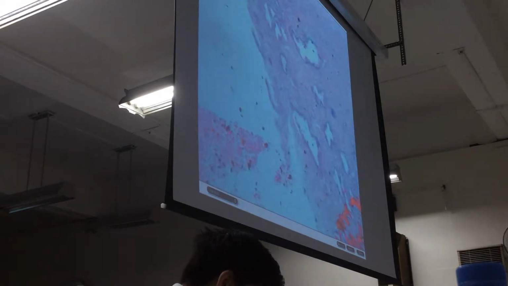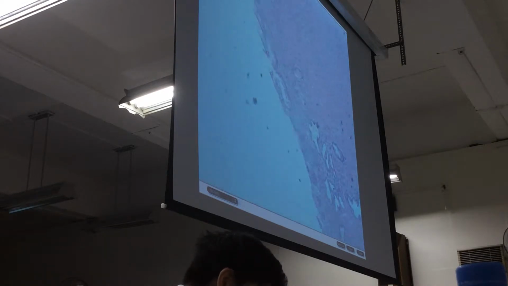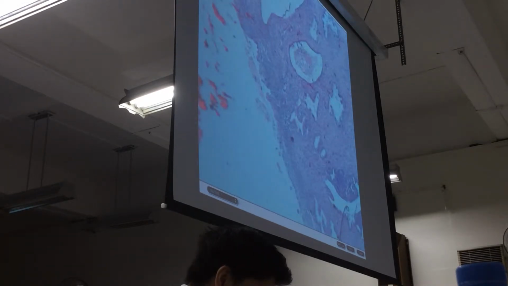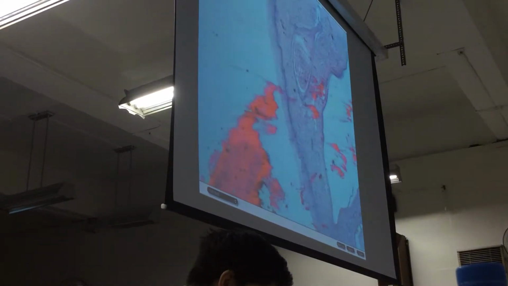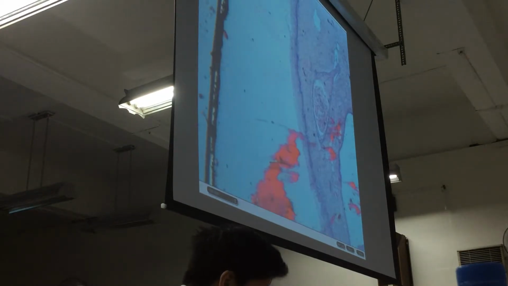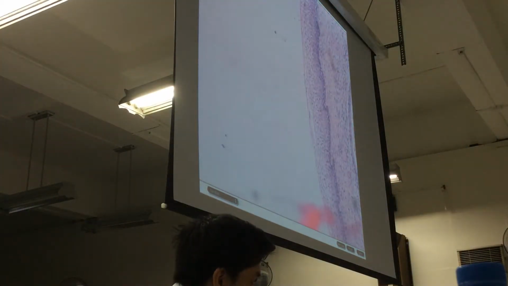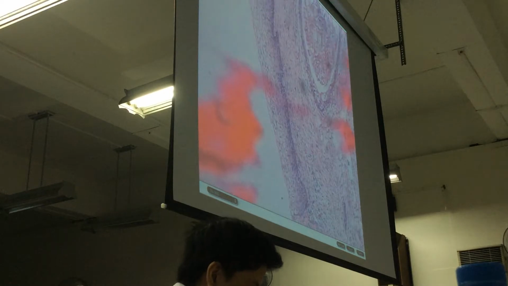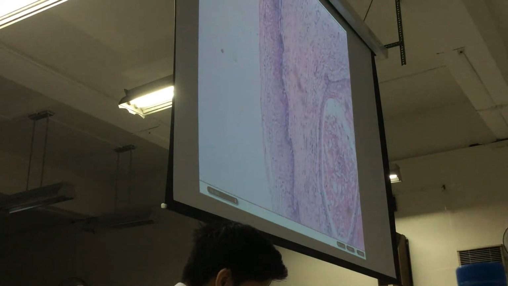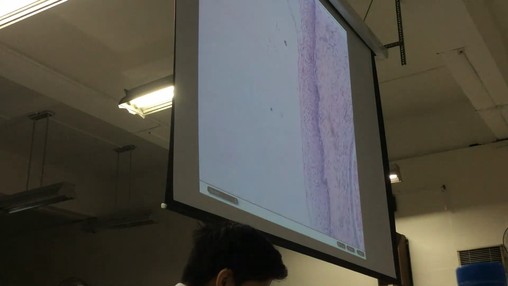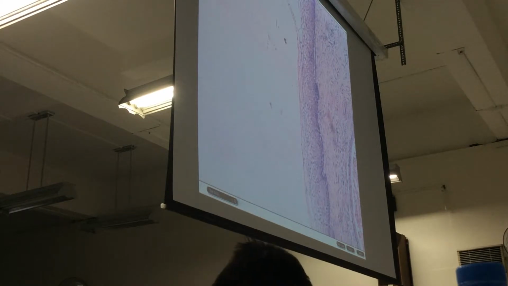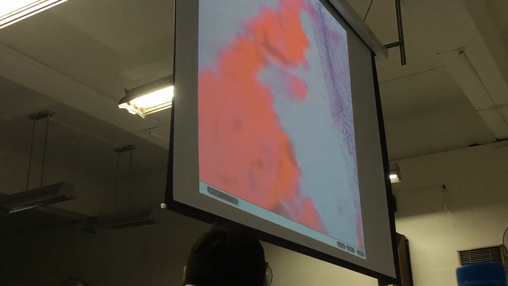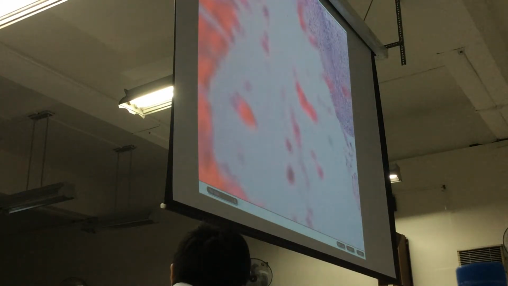So, the cervix, as taught to you in histology, has two parts. You have the ectocervix, lined by stratified squamous epithelium. The ectocervix will not have any glands. And near the ectocervix, you have the squamo-columnar junction. There.